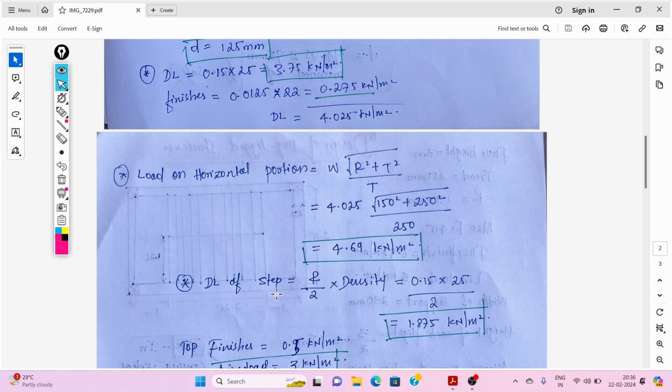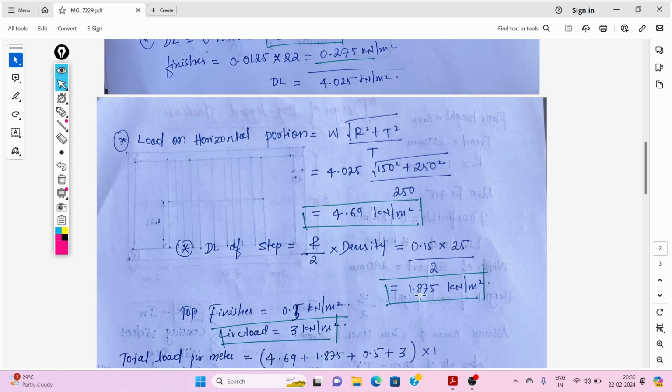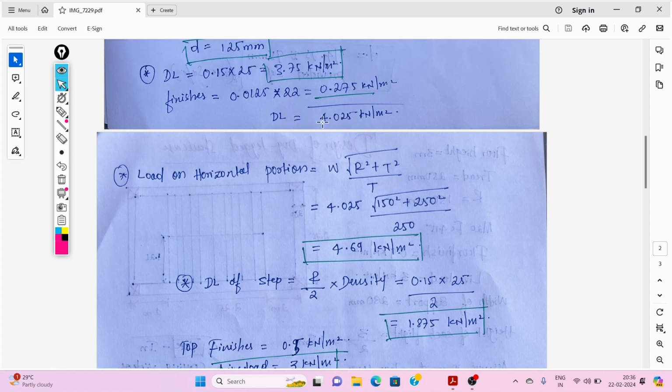Now we need to find what? Dead load of step is equal to riser divided by 2 into density. Riser is how much? 150, meaning 0.15 divided by 2 into the density of concrete. We'll get 1.875 kilonewton per meter square. This is the dead load of steps. This is the dead load of the waist slab, and this is the dead load of the horizontal portion.